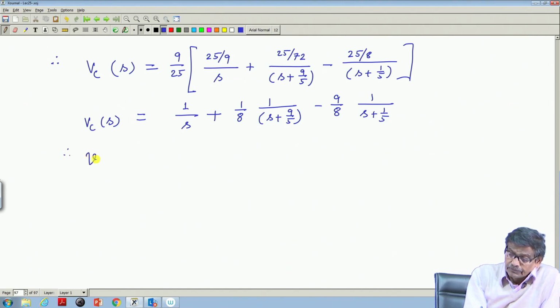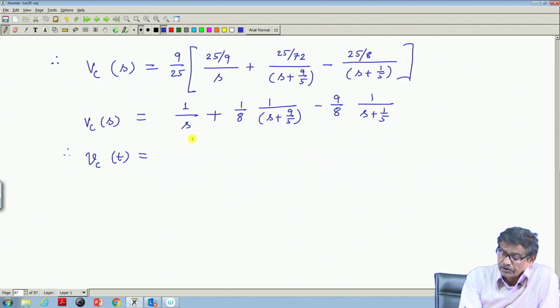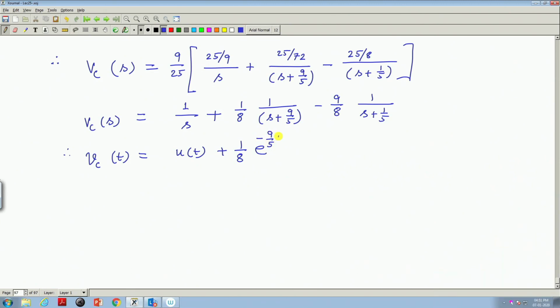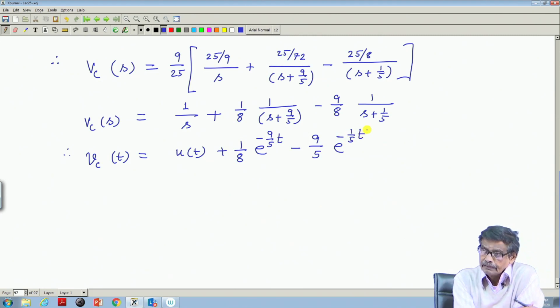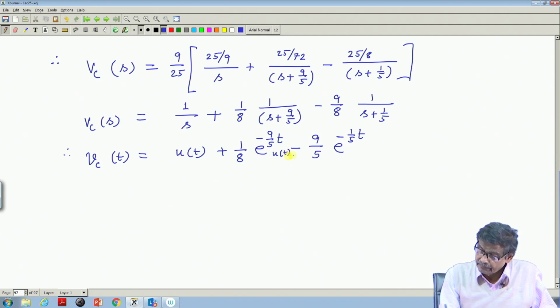Therefore, in time domain, taking Laplace inverse, it will be equal to the Laplace inverse of 1 by S, which is ut, plus 1 by 8 into e to the power minus 9 by 5 into t, and this is minus 9 by 8 e to the power minus 1 by 5 into t, into ut.